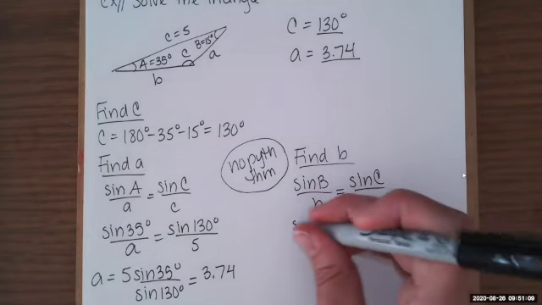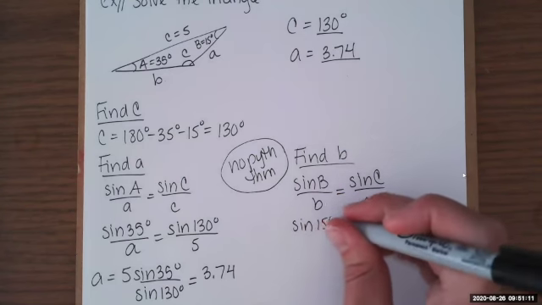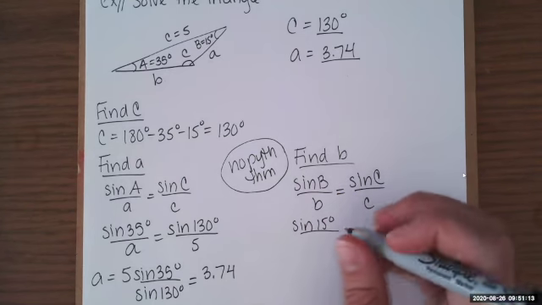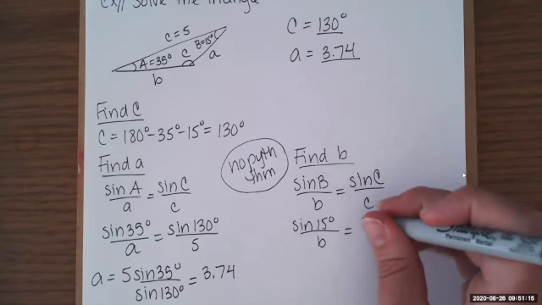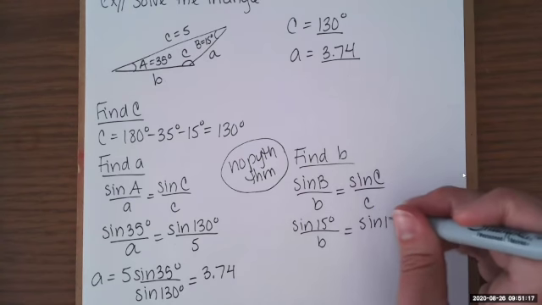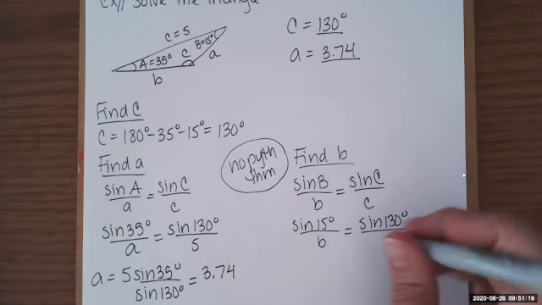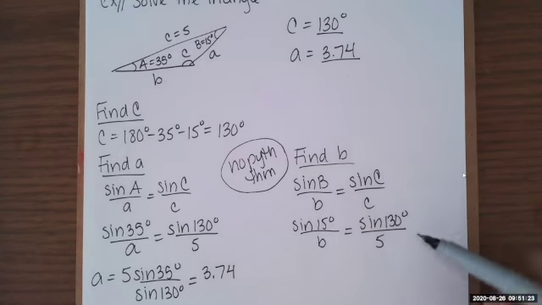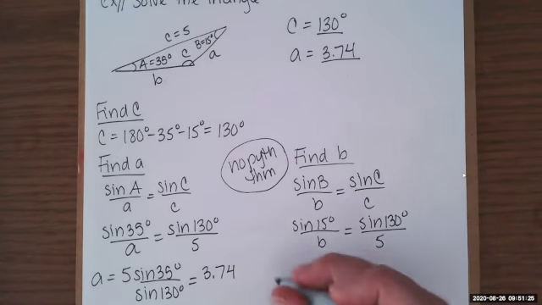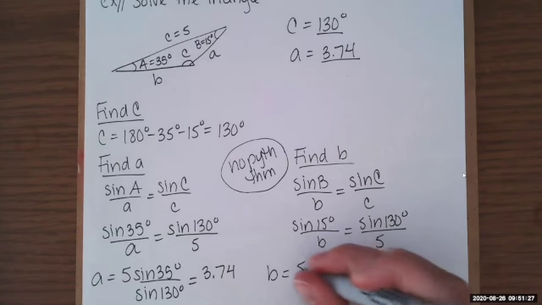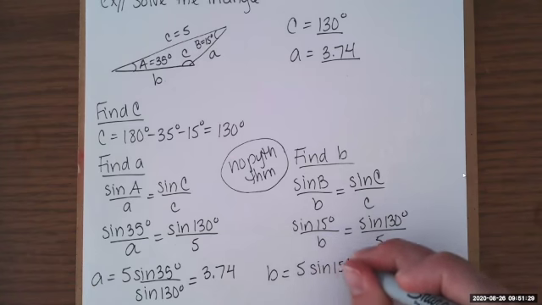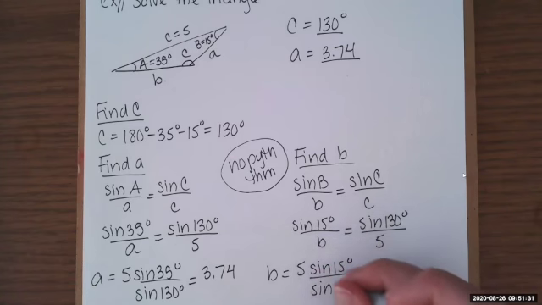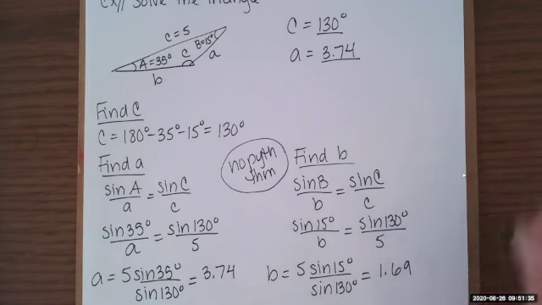So let's do it. We get sine of 15 degrees over side B is equal to sine of 130 over 5. Solving for B, we'll multiply both sides by B, then multiply by this reciprocal. We get that B is equal to 5 sine of 15 over sine of 130, which is 1.69.